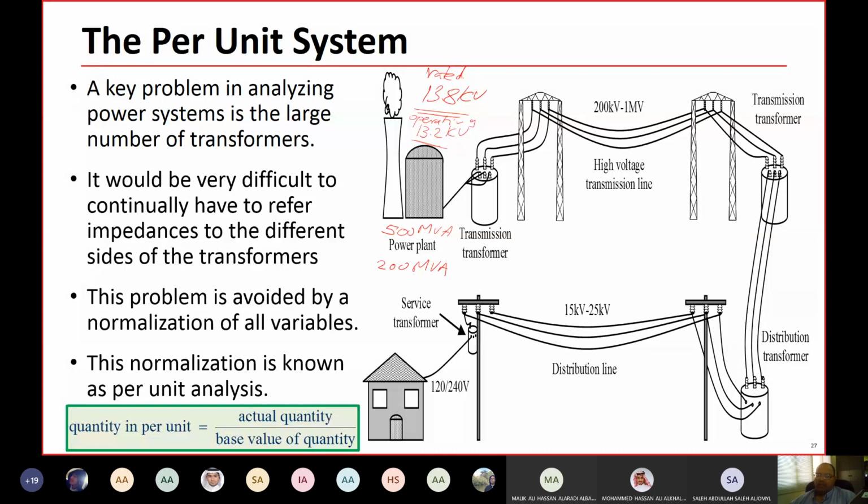So based on this formula, if the operating voltage is 13.2 and the base value is 13.8, the voltage in per unit equals 13.2 over 13.8. This gives 0.956.